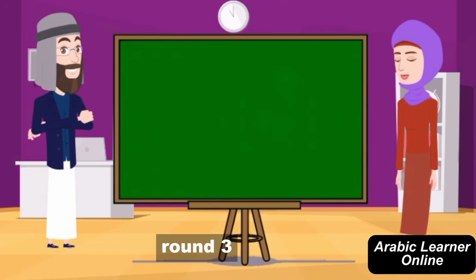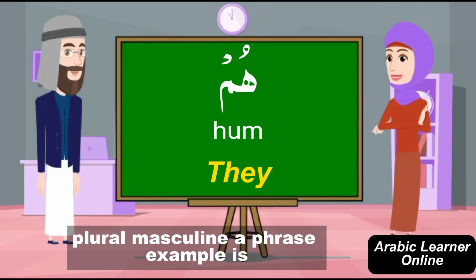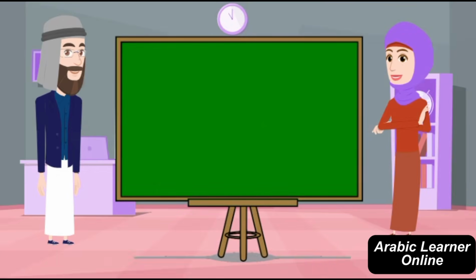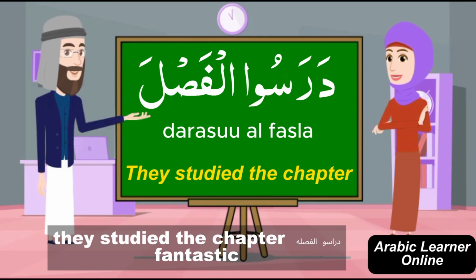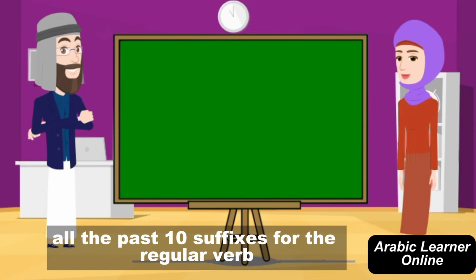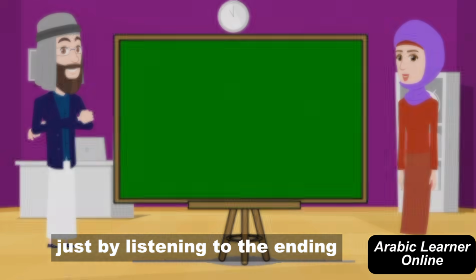Round 3. Darasu. That is hum, they, plural masculine. A phrase example is darasu al-fasla. They studied the chapter. Fantastic! We've mastered all the past tense suffixes for the regular verb. You are now recognizing grammar patterns just by listening to the ending.